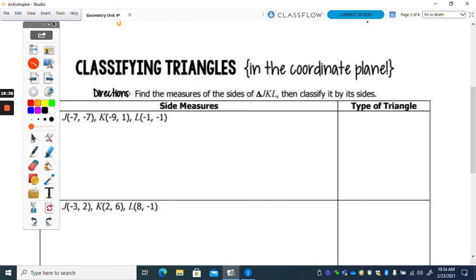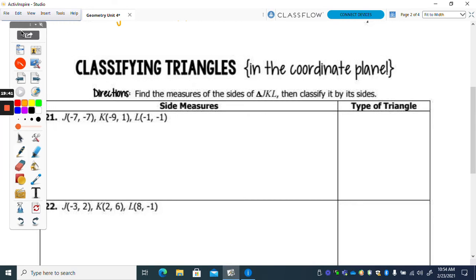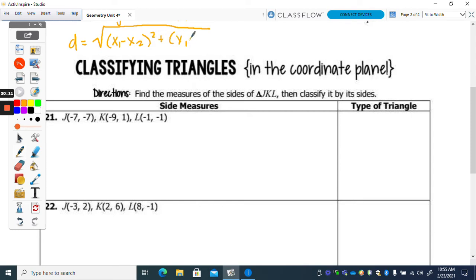In order to find the length of the sides, we can use the distance formula. That goes all the way back to Unit 2 or 1? Unit 2. So the distance formula is going to be the square root of x sub 1 minus x sub 2 squared plus y sub 1 minus y sub 2 squared.